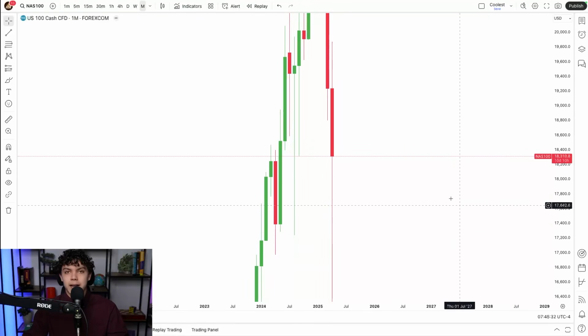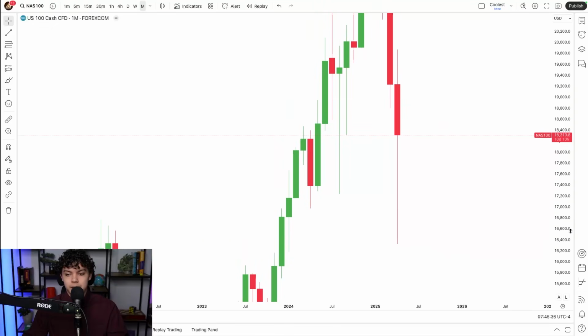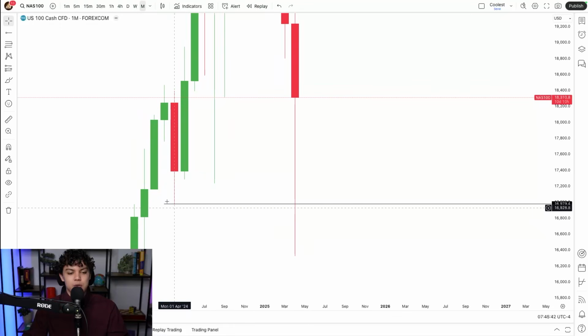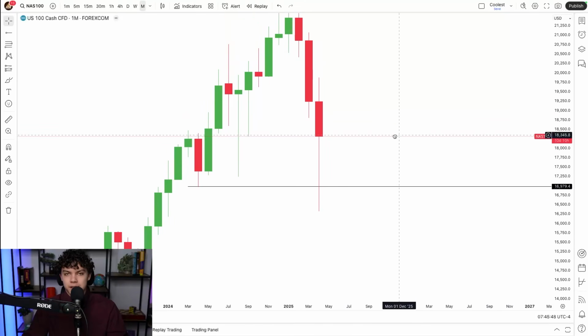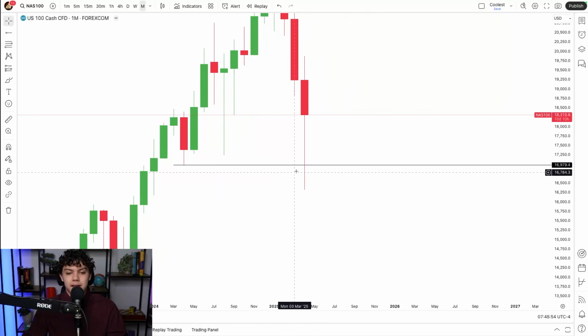So if you saw the tariffs news that Trump did, okay, I respect Trump. He's a businessman, okay? He does his thing. But look at this. As you can see, this is a huge liquidity sweep on the monthly time frame. This got swept. And most people were super scared, but I saw this coming a mile away. This was a low that has a lot of liquidity and it got swept.